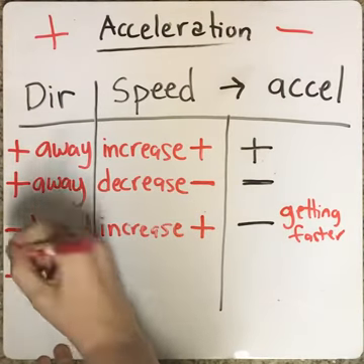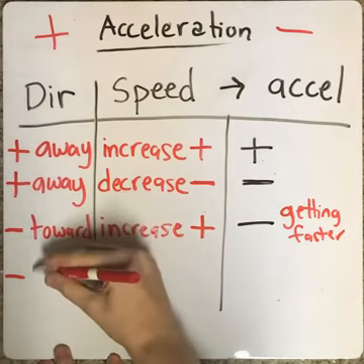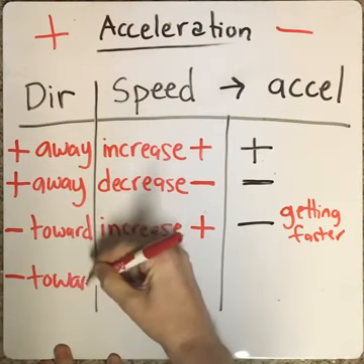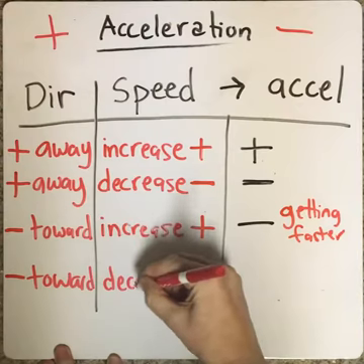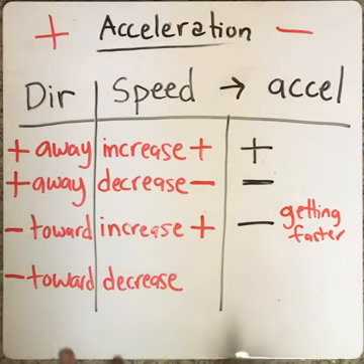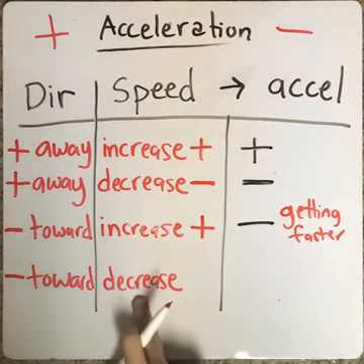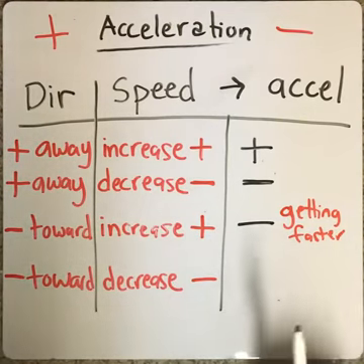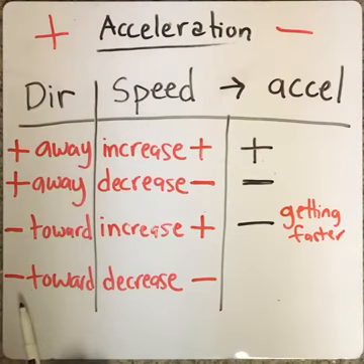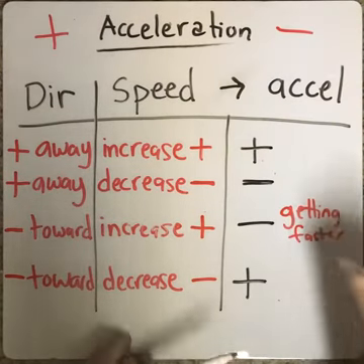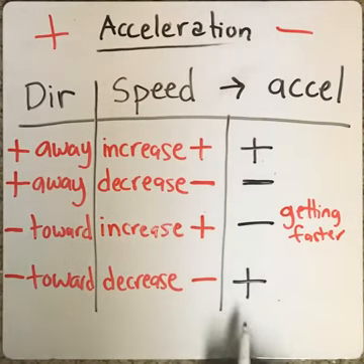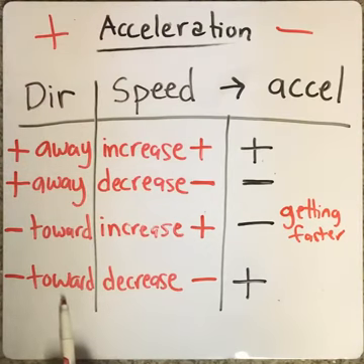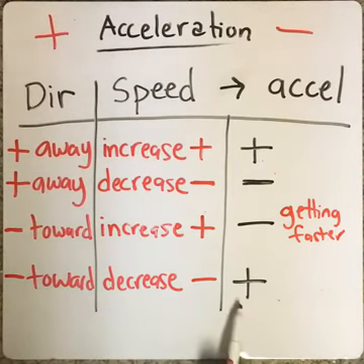All right, well, what if you're moving in the negative direction? So that means you're going toward the origin and you decrease your speed. You slow down. Remember that decrease gets a negative symbol. In your math class, if you multiply a negative number by another negative number, you get a positive answer. This means that if you're going toward the reference and you're getting slower, that counts as positive acceleration.